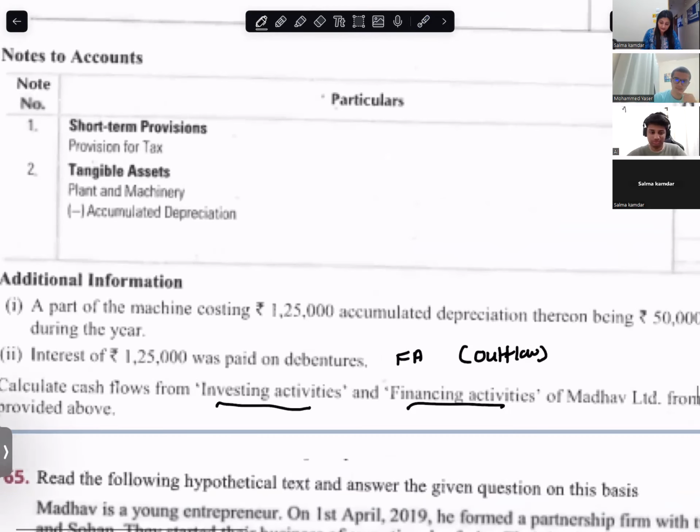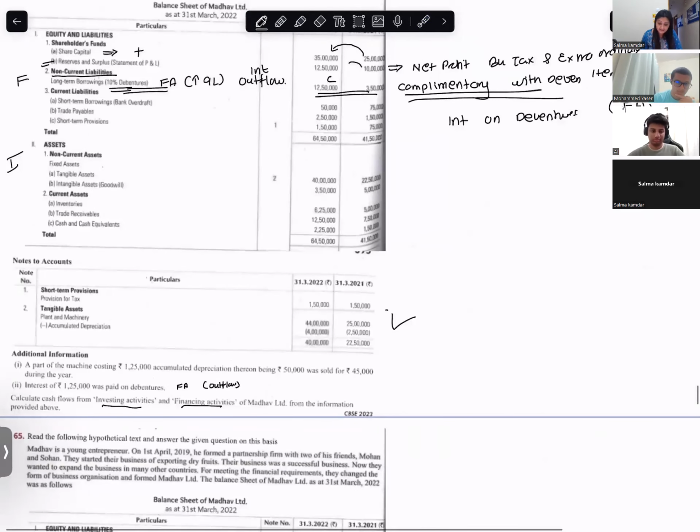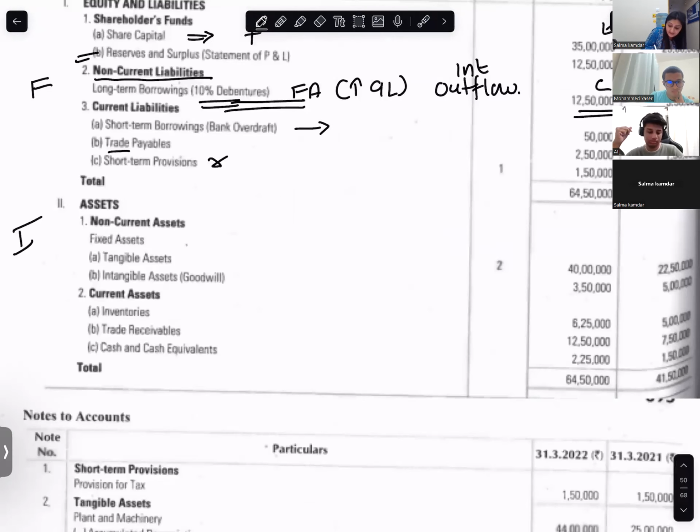Any other thing do you see related to financing activity? No, ma'am. Bank overdraft will be cash and cash equivalent. We will see this. Short-term provisions we don't take into consideration, and trade payables, this is changes in working capital. Are you with me? Yes, ma'am. So this comes in which activities? Operating activity. Are you with me? Yes, ma'am.